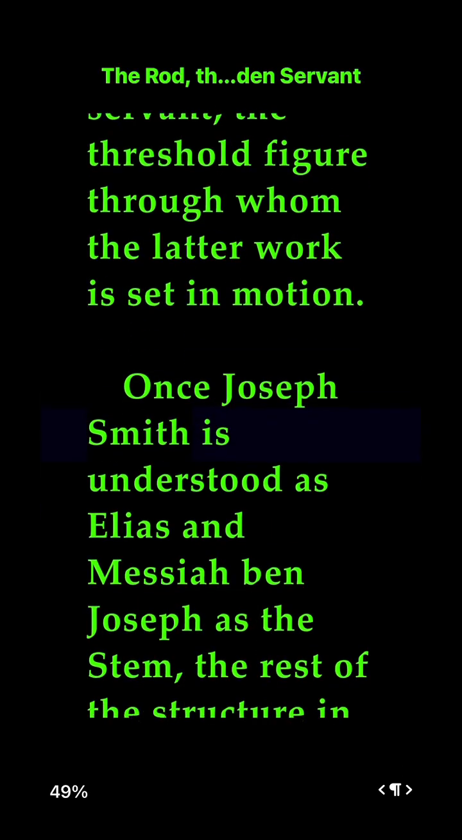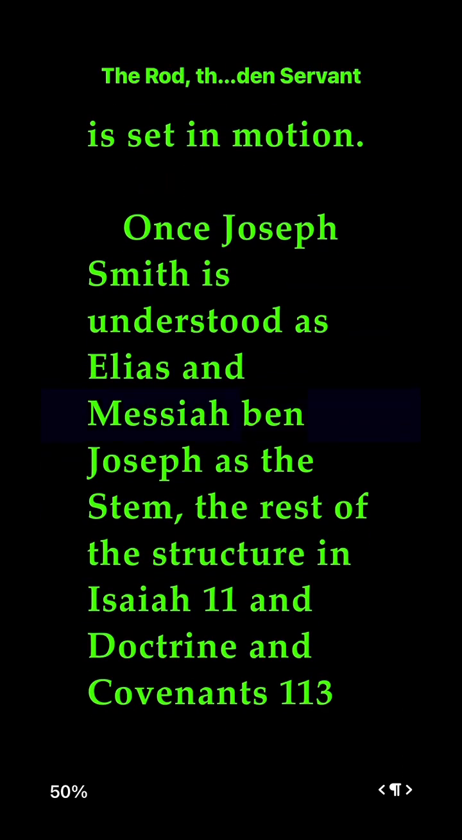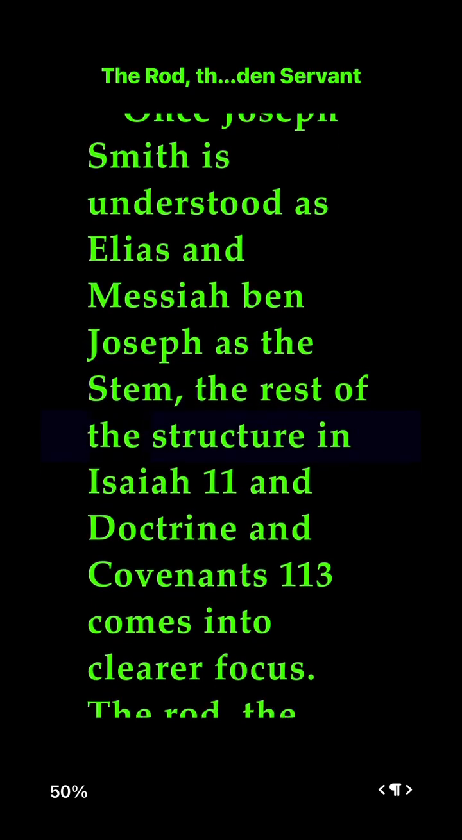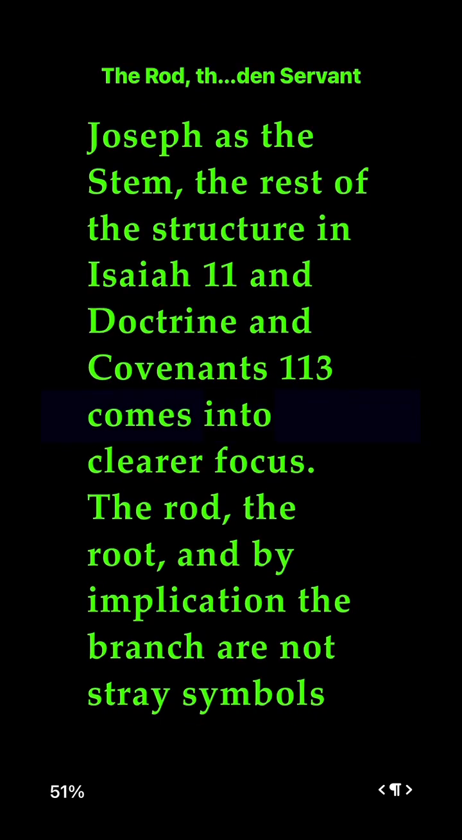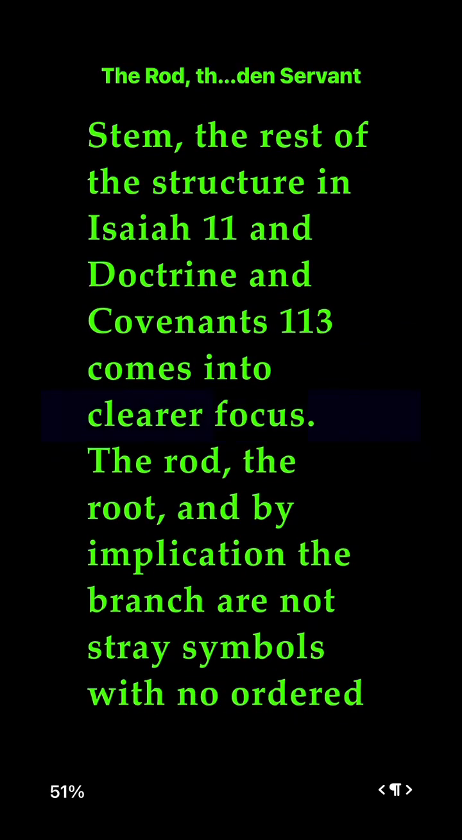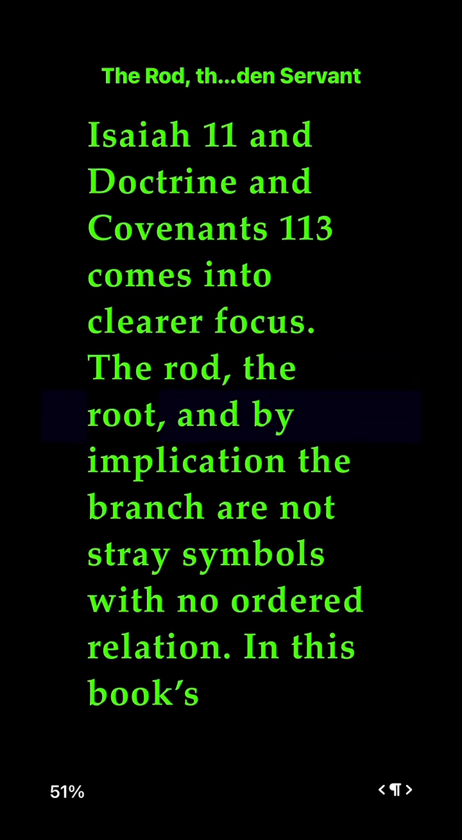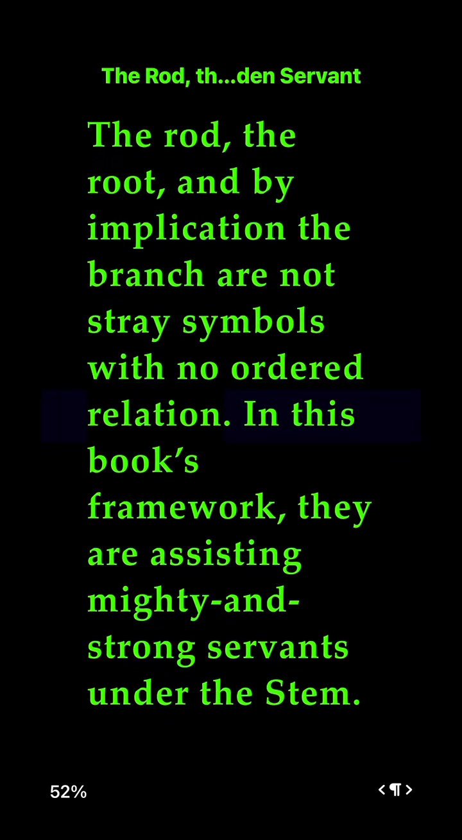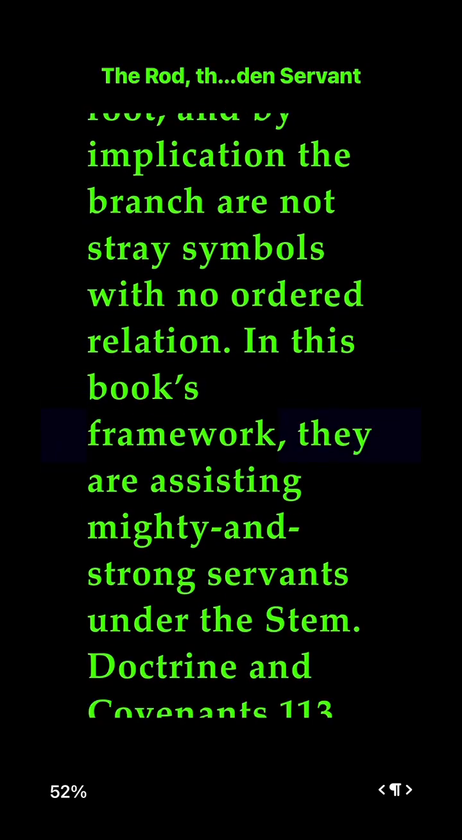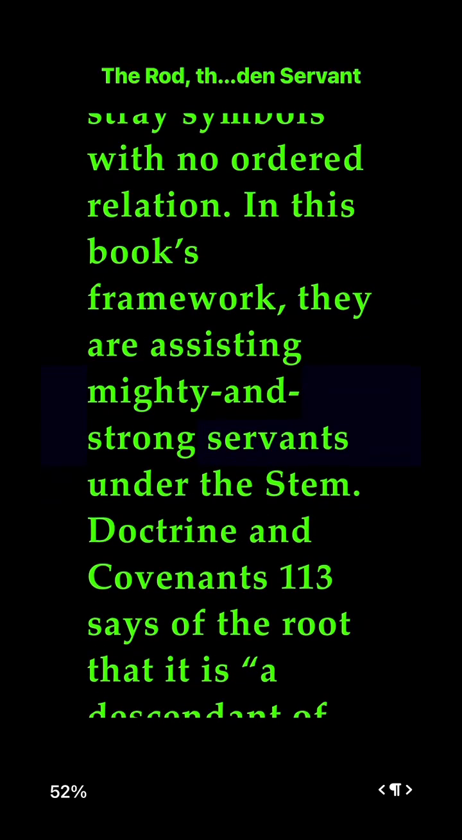Once Joseph Smith is understood as Elias and Messiah ben Joseph as the stem, the rest of the structure in Isaiah 11 and Doctrine and Covenants 113 comes into clearer focus. The rod, the root, and by implication the branch are not stray symbols with no ordered relation. In this book's framework, they are assisting mighty and strong servants under the stem.